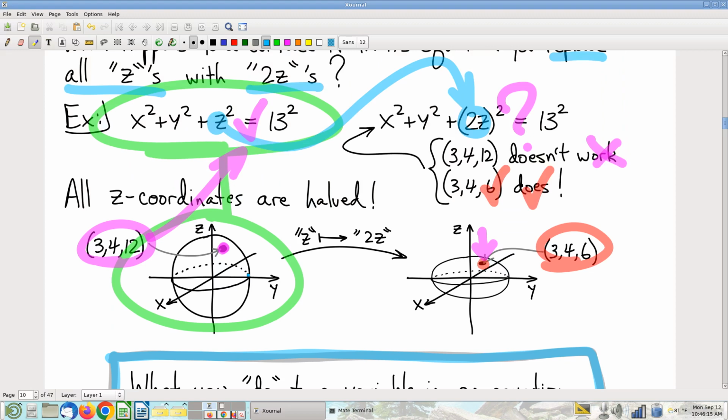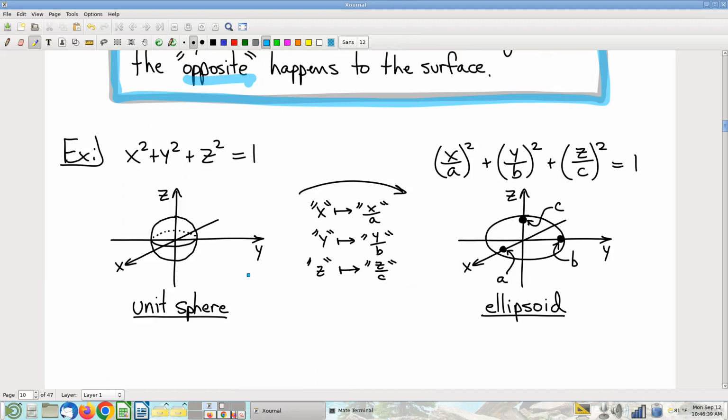The x and y directions still have the same radius of 13. In the z direction, everything's been squished by a factor of 2, so in the z direction it's just 6.5. It's an ellipsoid, we call it. In the z direction, it's half the radius. Okay, so here's another example.